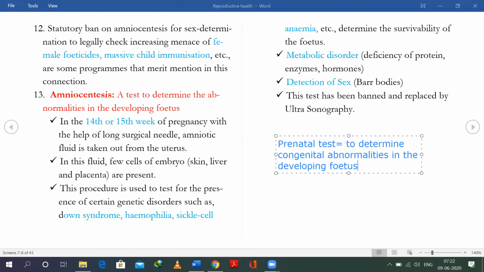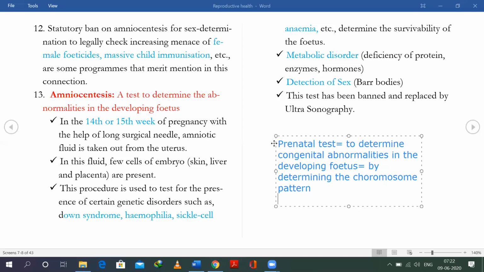How would you do that? By determining the chromosome pattern. By determining the chromosome pattern, you are trying to understand the genetic abnormalities or the gene abnormalities. So it tells you if there is any problem in the developing fetus. And when is this test conducted? Normally it is conducted after the end of the first trimester.